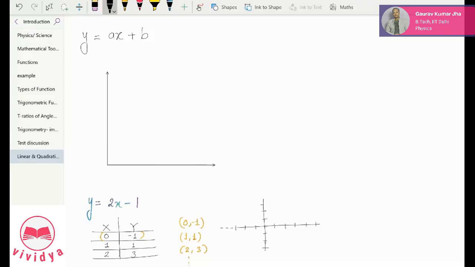Then we'll check the point 0 comma -1. When x is 0, that is the y-axis itself, right? And when x is 0, y is -1. So if I mark that point, it will be somewhere here, right? x 0, y -1. Is it correct? That's how you used to draw it, right, in the graph paper.